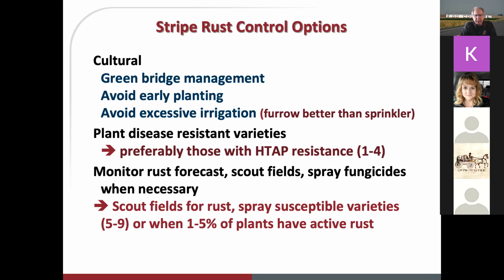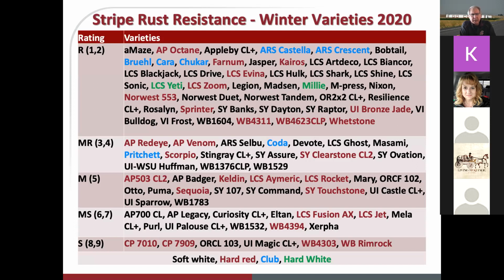So the first thing we're going to do is look at resistant varieties. And there are a large number of varieties. We have a wide variety of growing conditions out there. What I always recommend is that you look at the variety testing results from plots that are produced near where you farm, and then pick the most resistant variety that performs well in your region. And so here I have these broken down by resistance rating, 1 to 2, moderately resistant, 3 to 4, moderate, 5, moderately susceptible, 6, 7, and susceptible, 8 to 9.